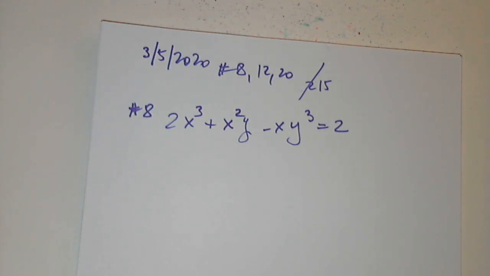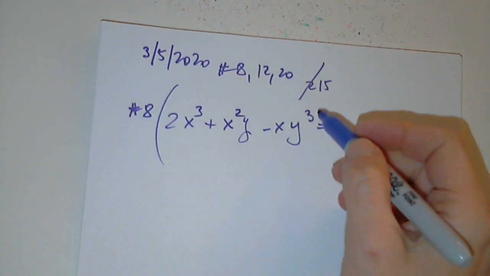Whenever we apply a procedure to an equation, we do the same thing to both sides. If we square both sides, if we take the square root to both sides, if we add 5x to both sides, if we divide both sides by 10, everything happens to both sides. And in this case, we want to differentiate.